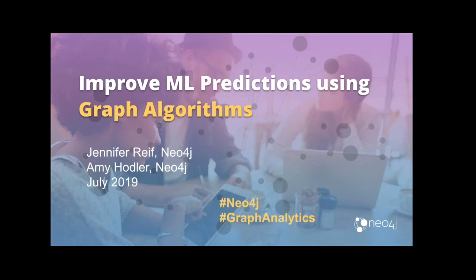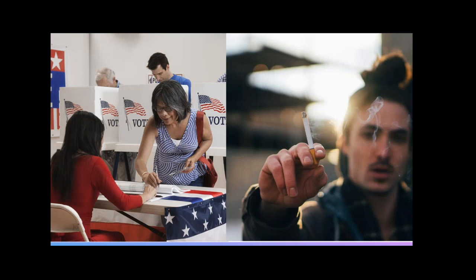So I like to start off with a little bit of story, just kind of illustrating why we want to use graphs and relationships to improve our machine learning. This is an interesting situation where you would think voting and smoking, two very different behaviors, actually have something in common as far as predicting outcomes. Studies have shown that we can predict whether somebody will vote or whether somebody will smoke based on their friends.